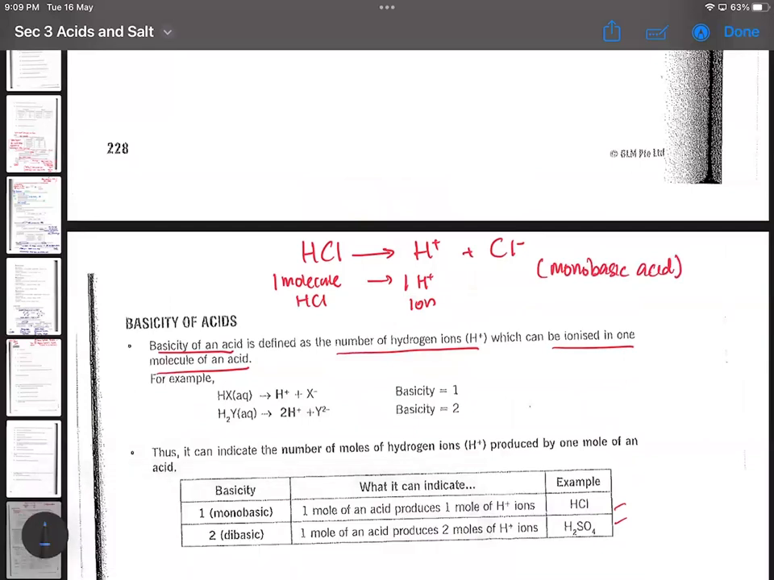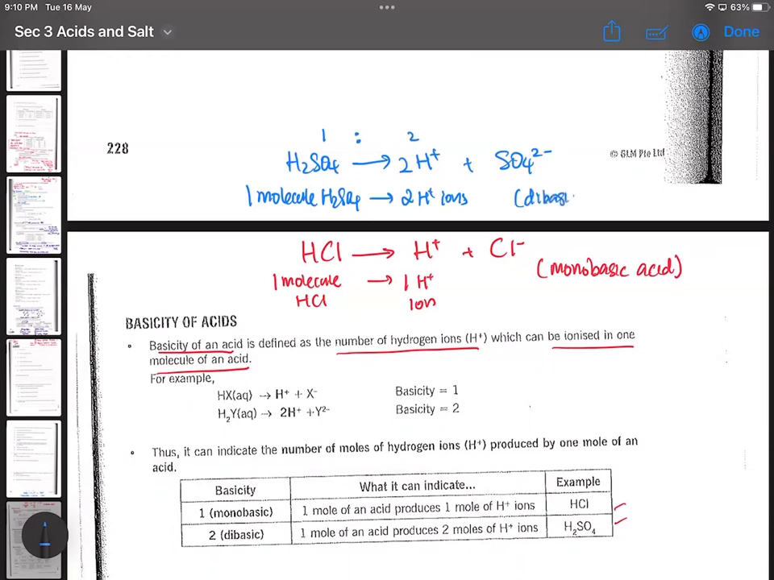The dibasic one is actually sulfuric acid. So let's talk about H2SO4. In the presence of water, it forms H plus ions and sulfate ions. Because of the 2, I'll have a 2 in front. This means that one molecule of H2SO4 produces 2 H plus ions. So the ratio here is 1 acid to 2 H plus. This kind of acid is called a dibasic acid. Di meaning 2.